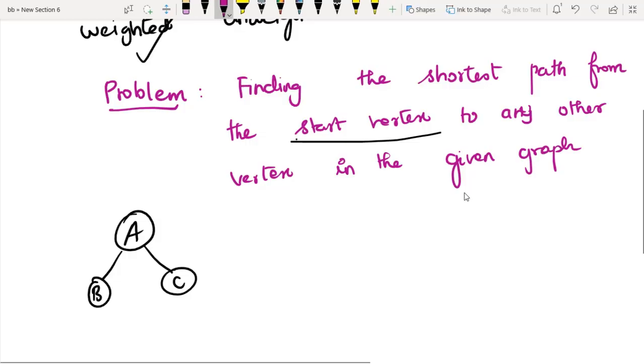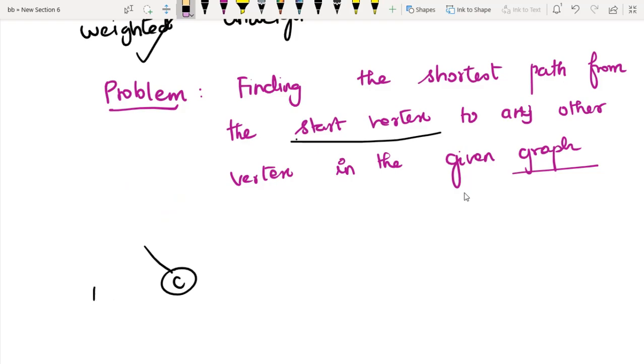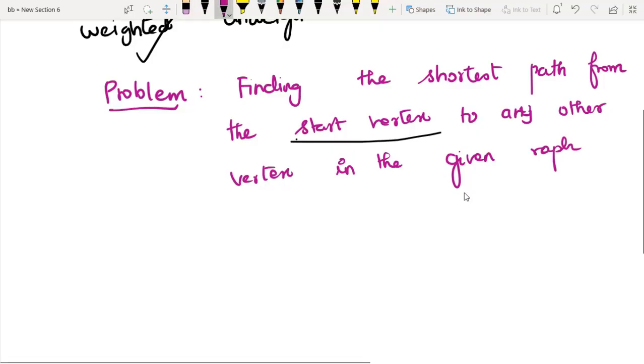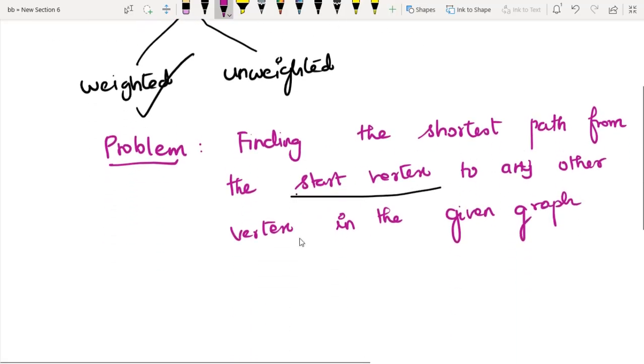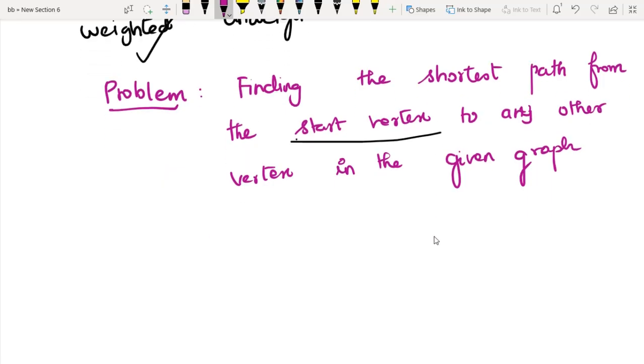Then I'll start traversing the tree only from A, because this is the root node. There is something called a root node for a tree. But for a graph, do I have any root node or any starting vertex? No. For a graph, I do not have any starting vertex. But I have to assume one in order to apply Dijkstra's algorithm. You can assume any vertex as your starting vertex.